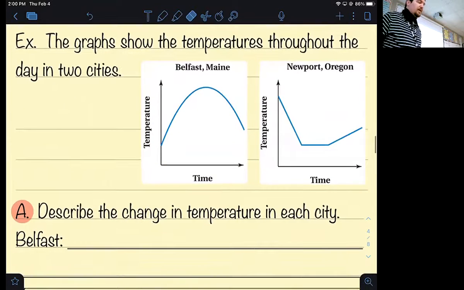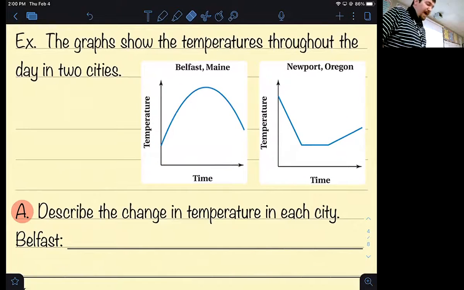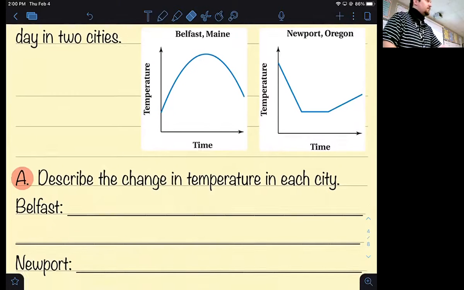All right. The graphs show the temperatures throughout the day in two cities. We've got Belfast, Maine, and Newport, Oregon. Cooper. Describe the change in temperature in each city. I've already heard from you. What's going on in Belfast? What's the temperature doing, Camden? Okay, let's describe this.